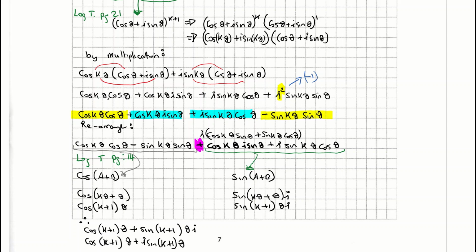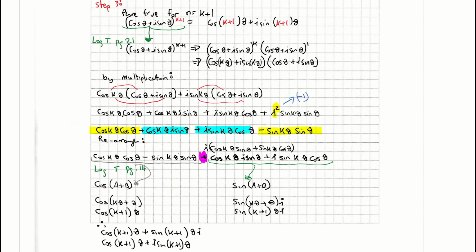And we are practically finished, because if we zoom out here for 1 second, you can now see that what we wanted to have in step 3 was to prove that it's equal to cos k plus 1 theta plus i sine k plus 1 theta, and that's what we have just found. And that is the proof of de Moivre's theorem using proof by induction.